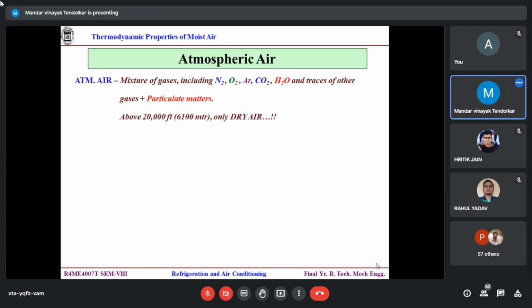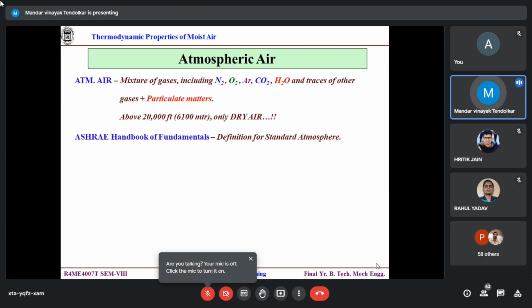Clear with this? Dry air does not mean only nitrogen and oxygen. We treat it as nitrogen and oxygen only for the sake of simplicity and calculation purposes, but that is not the truth. Hydrogen also can be there, neon also can be there, nothing wrong in that. It's only that the water vapor and the particulate matter do not exist at such high altitudes. So we call it dry air as a separate part and water vapor as a separate part. Particulate matters are solid things. We do not consider them as a working medium.